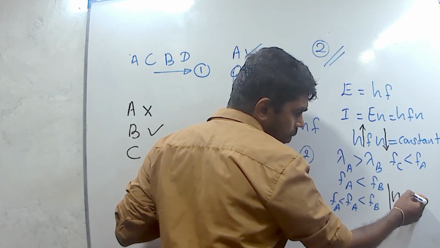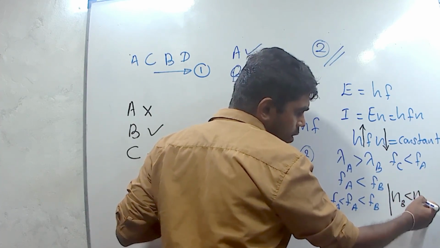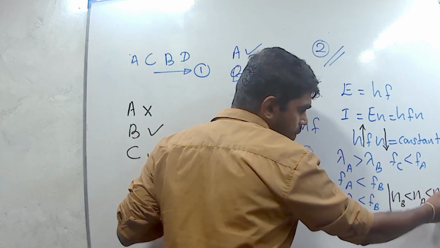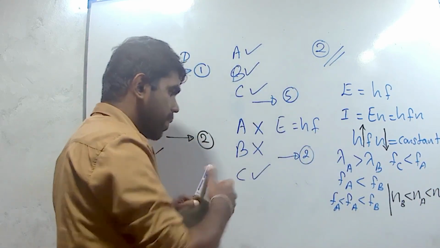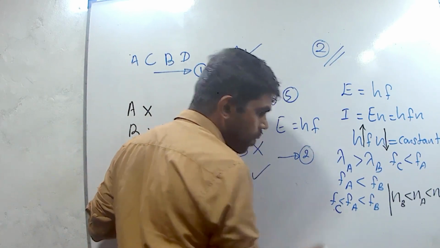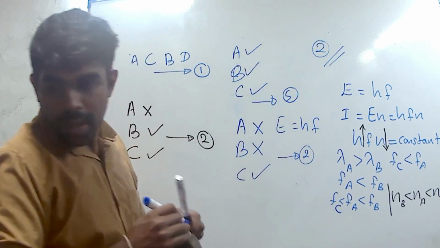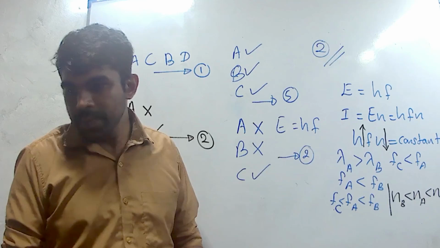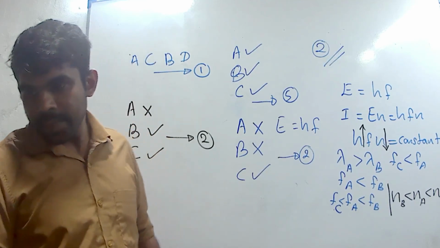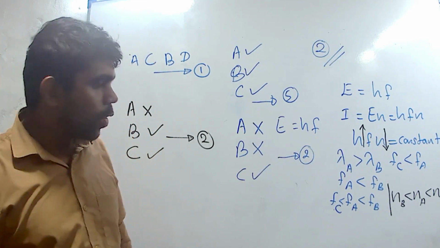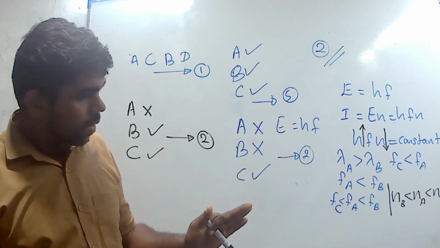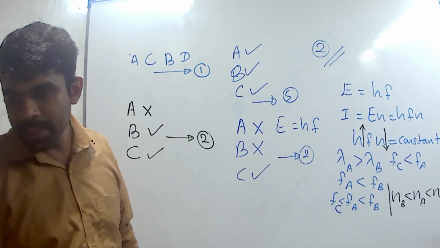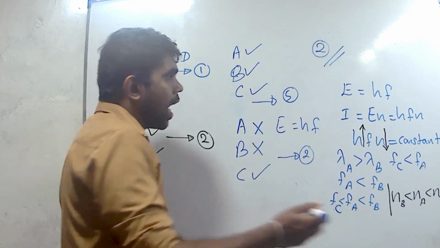NB, NC, NA and NC. This one should be SC. Now they have asked ascending order. NB, BAC should be the order. BAC means the second answer is the correct one.